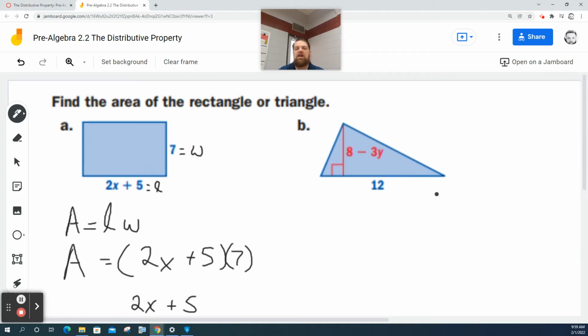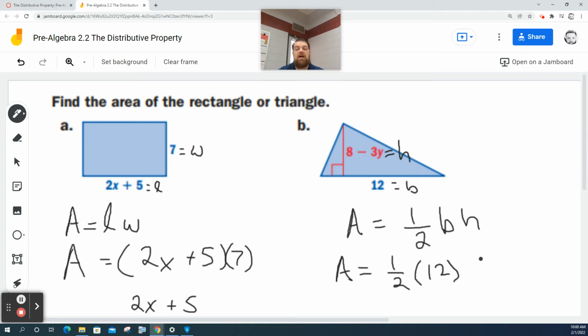Okay. Now the triangle, though, this is basically the same thing, but what's the area for a triangle? Does anybody remember? It's 1/2 times the base times the altitude height, where the base on this particular triangle is 12 and the altitude height is 8 minus 3y. So again, I'm going to do the same thing. I'm going to say A is equal to 1/2 times the base, which is 12, times the height, which is 8 minus 3y, not h.